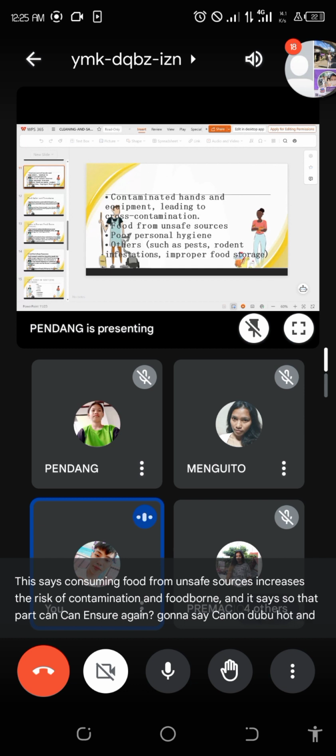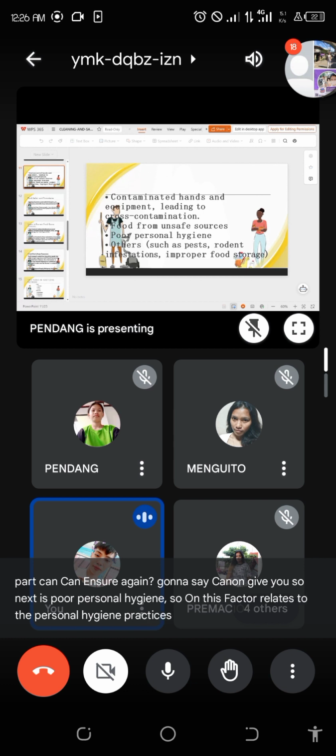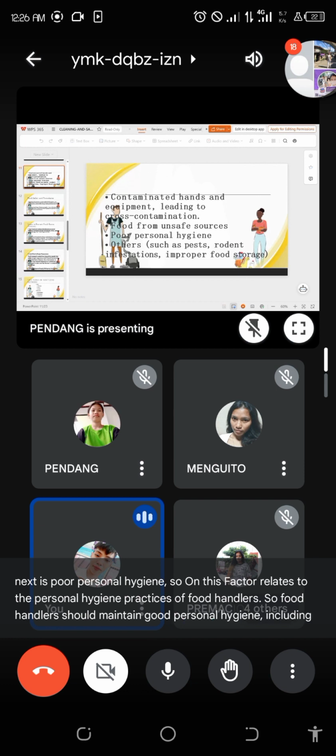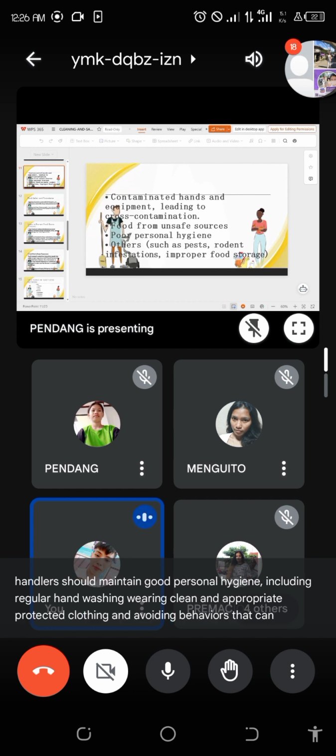So next is poor personal hygiene. This factor relates to the personal hygiene practices of food handlers. So, food handlers should maintain good personal hygiene, including regular hand washing, wearing clean and appropriate protective clothing, and avoiding behaviors that can contaminate food, such as touching the face, hair, or body while handling food.